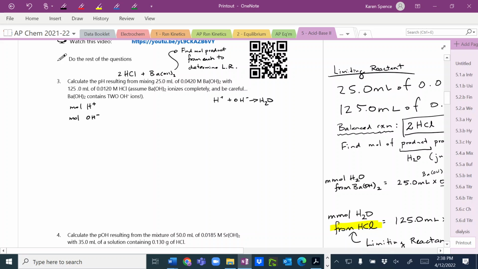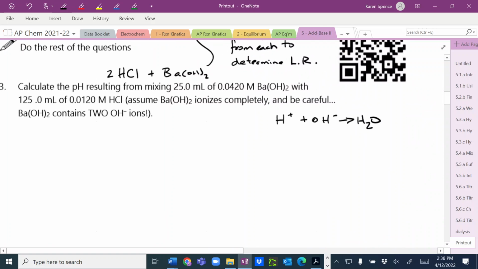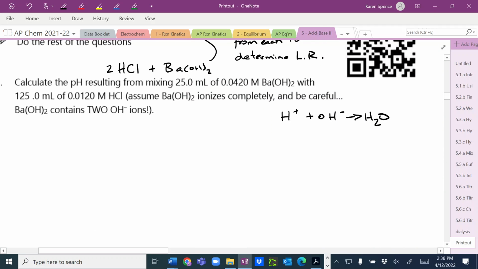So let's find our moles of H. Moles or millimoles, what do you want? Yeah.